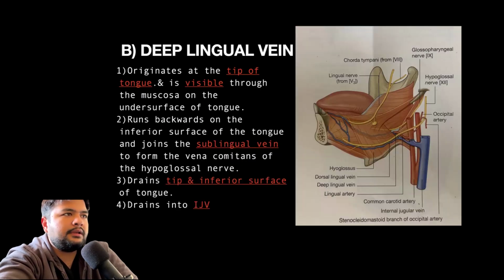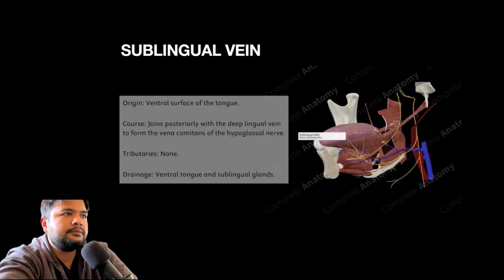Coming to the deep lingual vein, it originates at the tip of the tongue and is visible through the mucosa on the undersurface of the tongue. It runs backwards on the inferior surface of the tongue and joins the sublingual vein to form the vena comitans of the hypoglossal nerve, draining the tip of the inferior surface of the tongue into the IJV. Coming to the sublingual vein, it originates on the ventral surface of the tongue and joins posteriorly with the deep lingual vein to form the vena comitans of the hypoglossal nerve. It doesn't have any tributaries and it drains the ventral tongue and the sublingual glands.